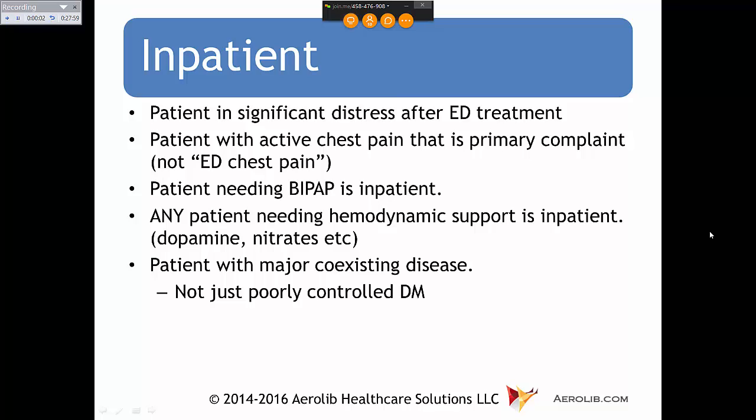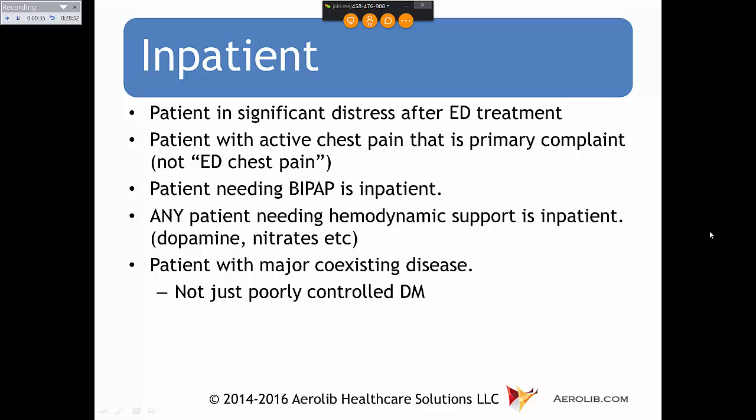So inpatient: patient in significant distress after ED treatment. And again, when you are trying to decide whether a case should be inpatient or observation or outpatient in a bed, see what the severity of illness is, what the intensity of service that you're providing is. So patients with active chest pain, that's the primary complaint. Patients needing BiPAP. Any patients who require hemodynamic support, so dopamine, nitrates, epinephrine, norepinephrine, those are things you just cannot provide in an outpatient setting.